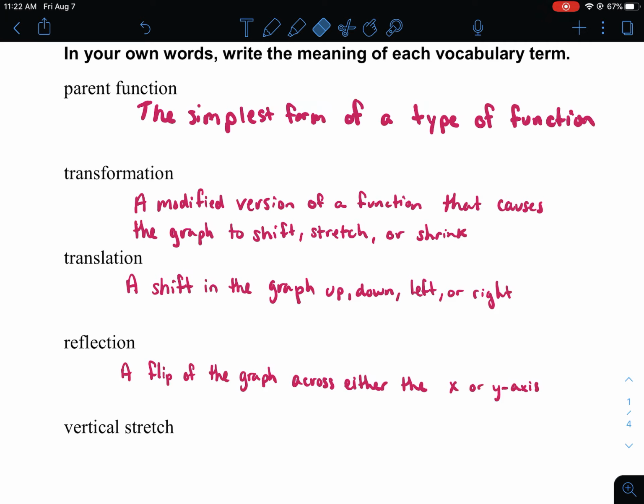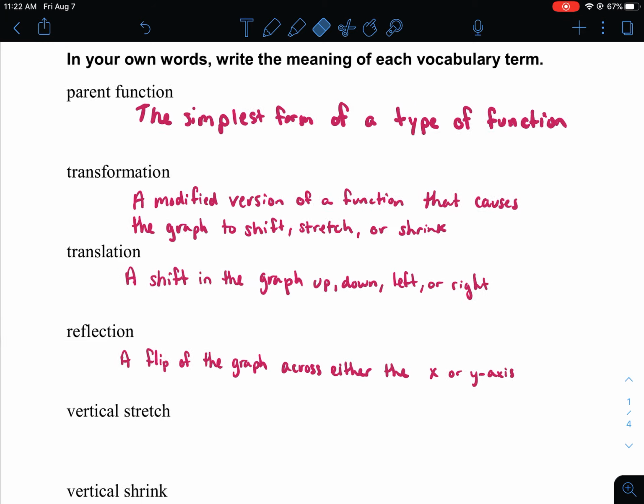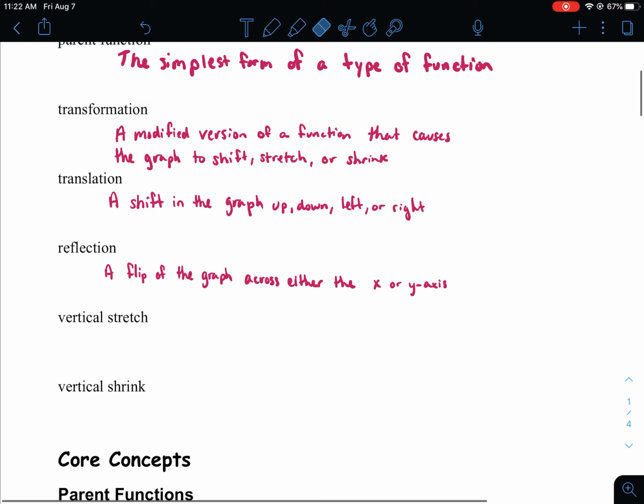Reflection, again, this is another term from geometry. This is where the graph flips across the x or y axis. We don't do any reflections across anything other than the x-axis or y-axis. Now, when you get to pre-calc, they will do reflections off of diagonal lines, all kinds of different reflections that make it more difficult. And then you have the stretching and shrinking.